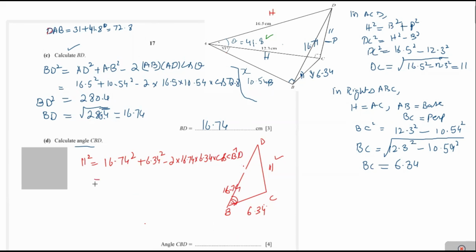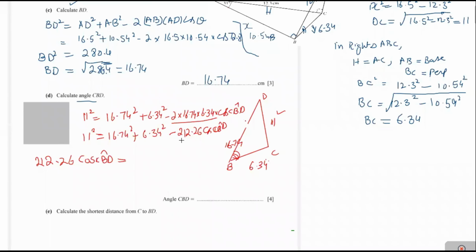Now that, therefore, we can write it as 16.74 squared plus 6.34 squared. Now that value is equal to, when we multiply, we get 212.26 cos CBD. We shift this value 212.26 from the right to the left side, and it becomes positive, 212.26 cos CBD.